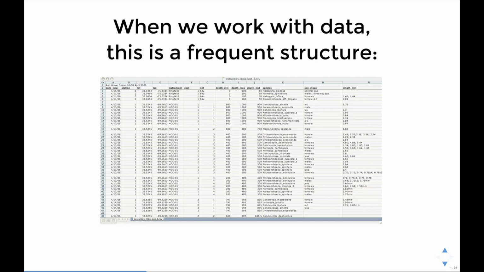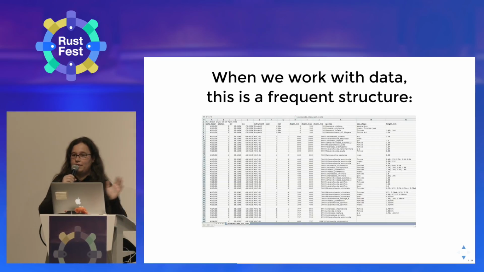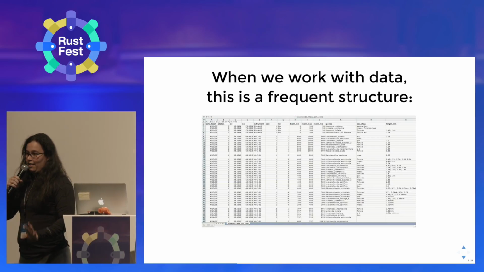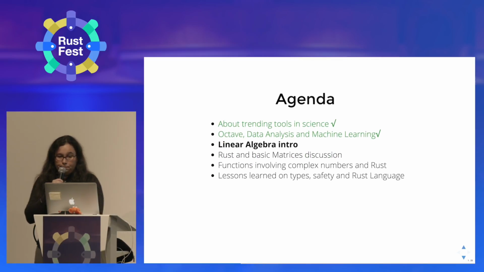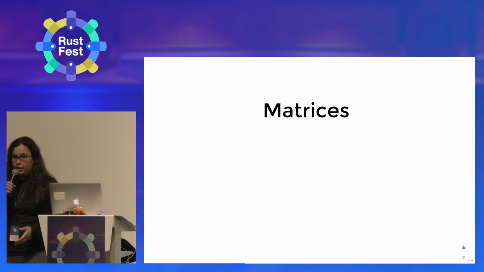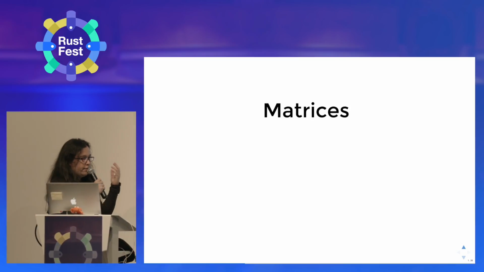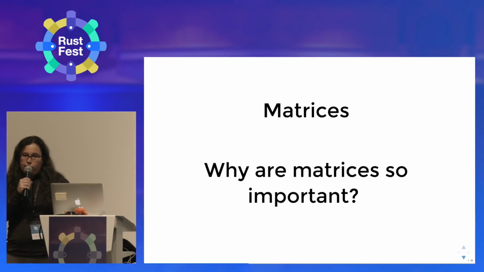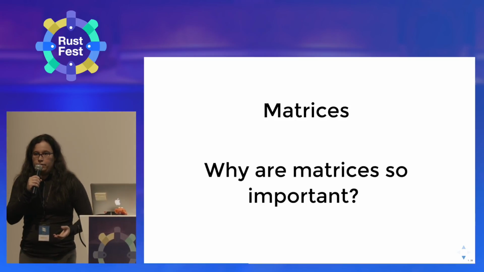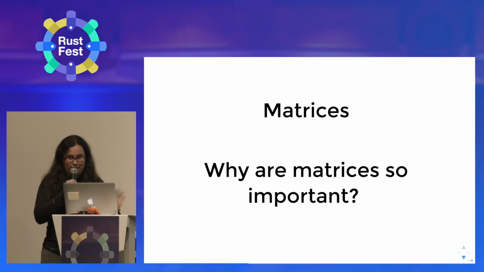A very famous data structure is this one. It's very likely that one day, at any point of your life, you receive this spreadsheet. A spreadsheet is a table. So we have to handle tables, or better, matrices, in several distinct scenarios, right? But why are matrices so important? Because everybody sends me spreadsheets. No, not only because of that.